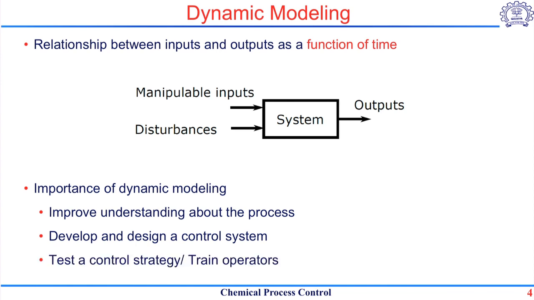And nowadays, a dynamic model is also used to train operators in a very safe environment. So rather than asking a new operator to operate a live plant where a small wrong action can result in unsafe conditions, they are trained in safe environments wherein a dynamic model of the system, which captures the essence of the real plant, is simulated on a computer, and then the new operator is trained in a very safe environment. So a dynamic model also has advantages other than process control, wherein it is now used as a training tool.